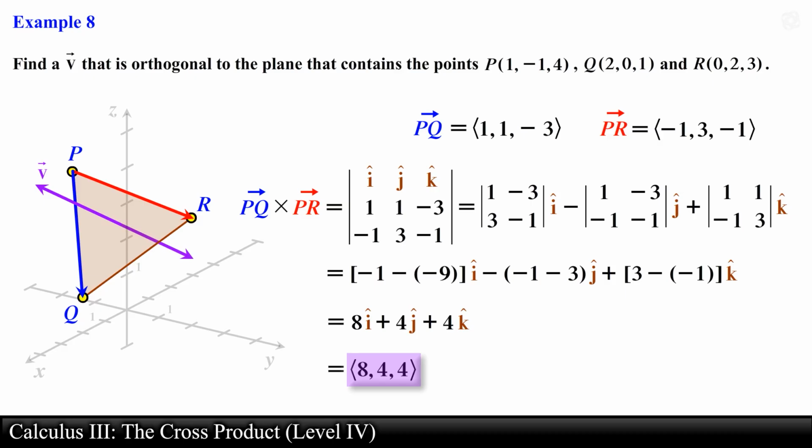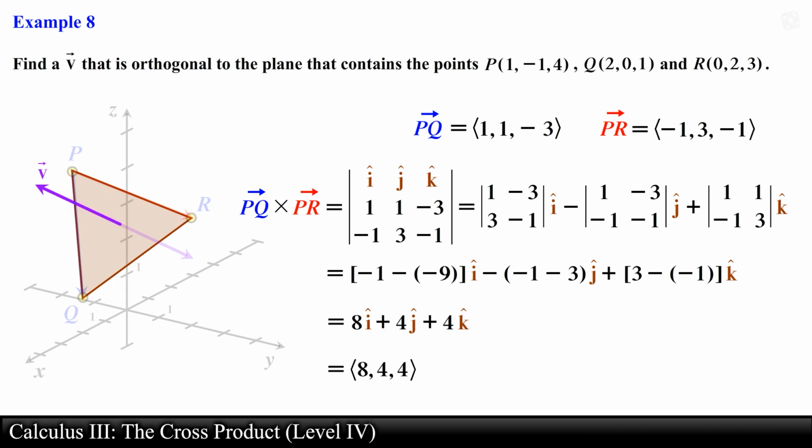Note that any non-zero scalar multiple of this vector will also be orthogonal to the plane. This vector is going to be orthogonal to both vector PQ and vector PR, as well as a common plane between these two vectors. Finding a vector orthogonal to a plane is going to be extremely useful in this course, so it is important that you understand this example before you proceed.